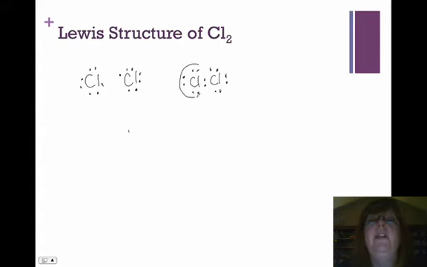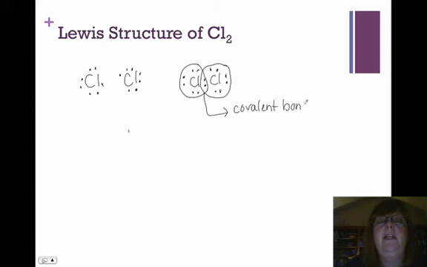And now see, this chlorine is happy. It has 8 electrons in its outer shell. And this chlorine has 8 electrons in the outer shell. Here is our single covalent bond made up of 2 electrons that are shared. And so that is our covalent bond. We could have drawn it like this as a dashed line. And again, that dashed line represents 2 electrons, and that would be Cl2.